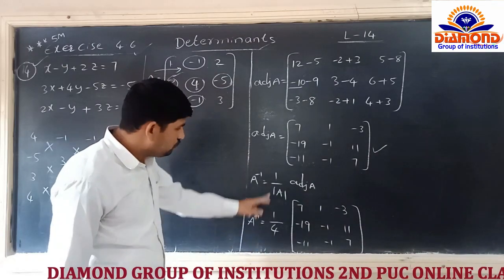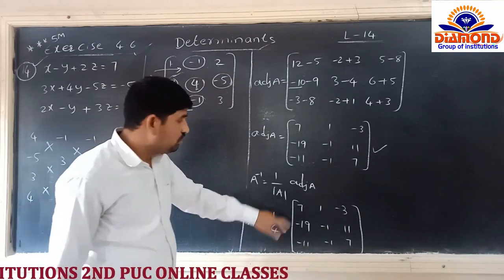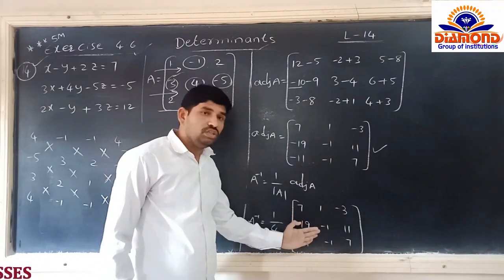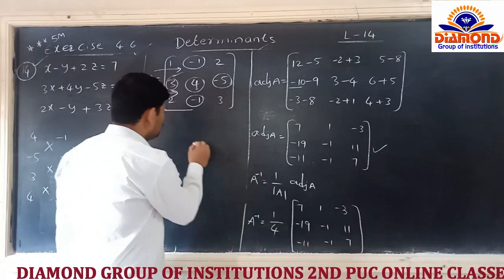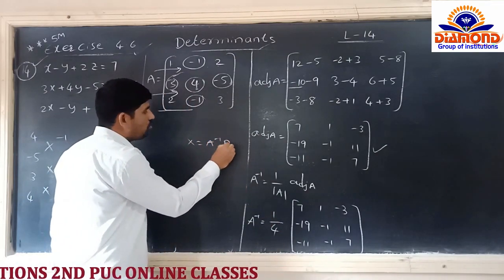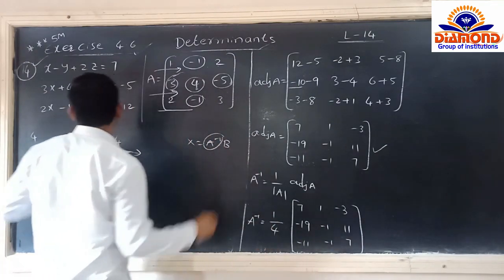Adjoint A. Yes. So 1 by determinant of A we got 4. Now the adjoint of the matrix is here. Now that we have the A inverse matrix, we can write X is equal to A inverse into B, right? So this is the A inverse, and this is the matrix.